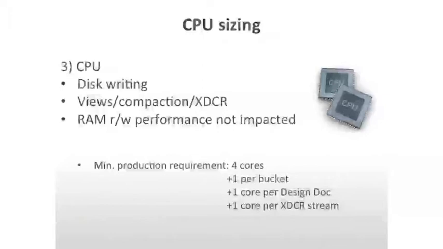For example, in our older versions, 1.8.1, we could really get by with just about 2 cores of CPU providing very, very good performance. In 2.0, when you start to add views, you start to add cross-data center replication, you start to add the compaction of data on disk, we make use of and are benefited by having more cores. And so we recommend now starting with 4 cores as a minimum and adding 1 per bucket that you have, adding 1 per design document of views, adding 1 per cross-data center replication stream, making sure that you still have enough CPU for the whole system to operate.